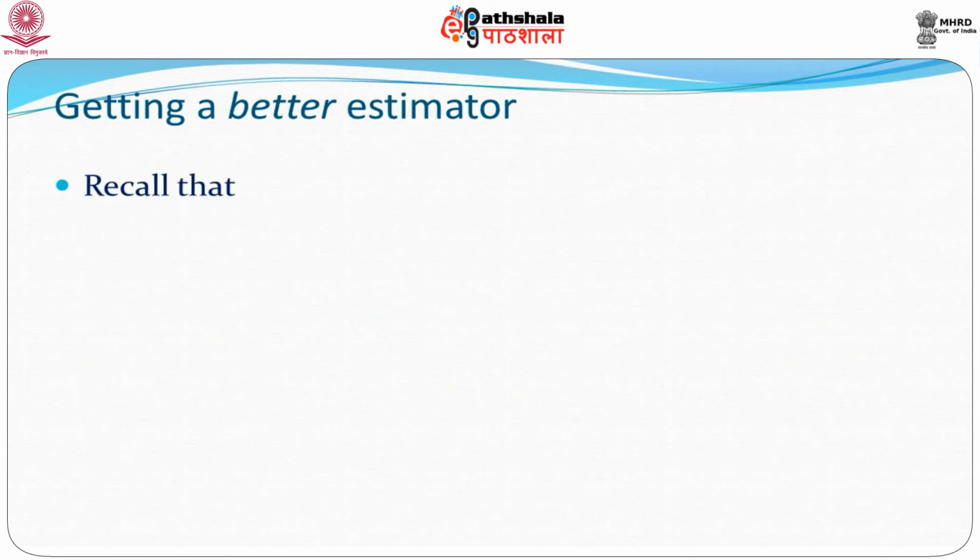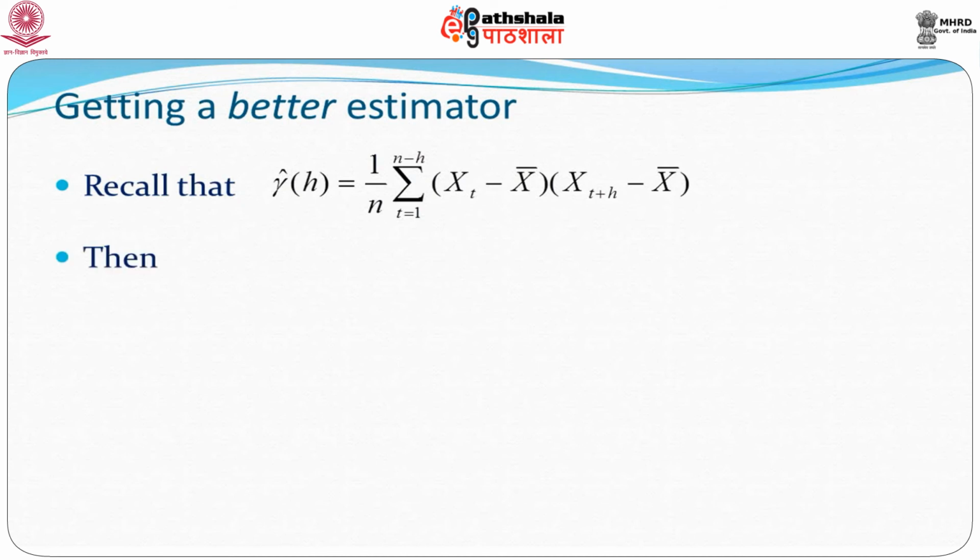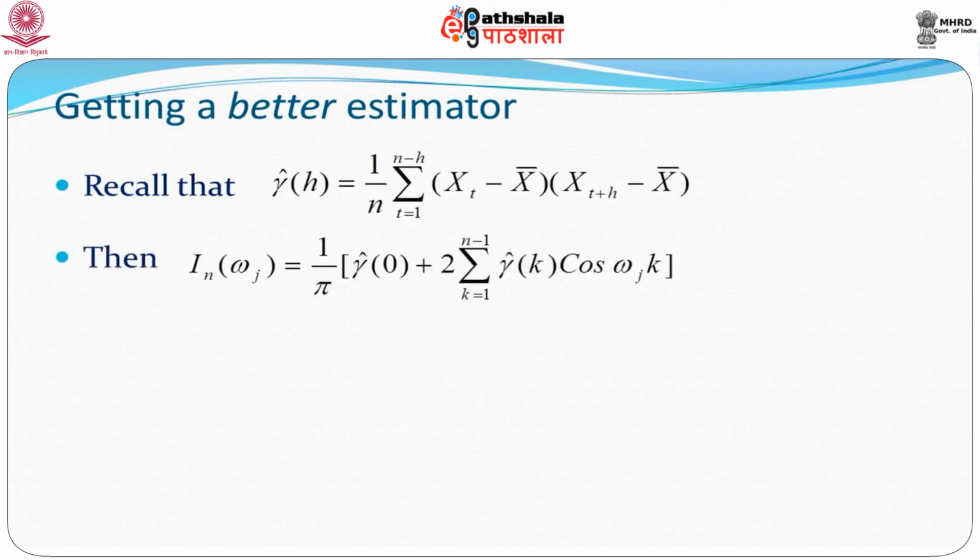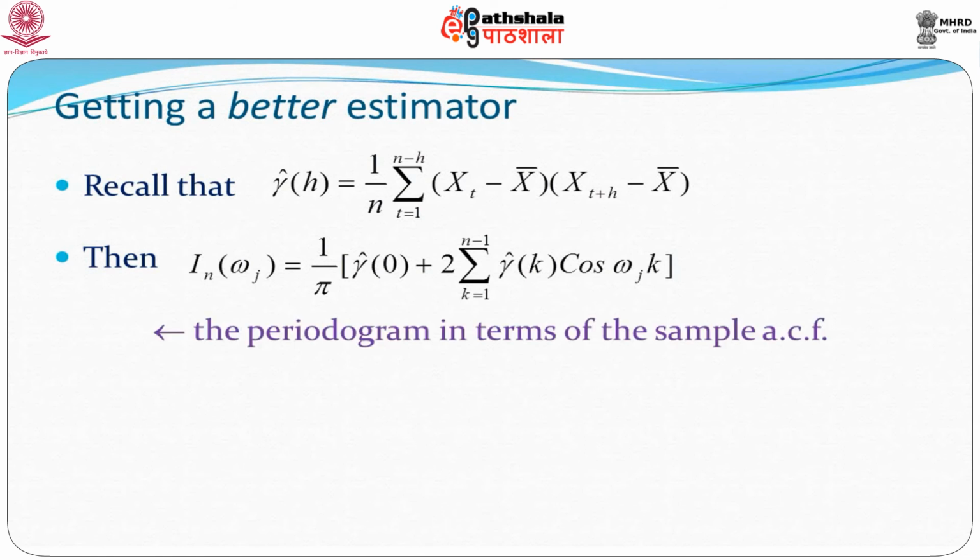How can you get a better estimator? Now, recall that gamma hat h is an estimator for gamma h. So, it is the sample version of the autocovariance function, and in that case I can write I_n(omega_j) in terms of gamma hat. This is the periodogram in terms of the SCF.